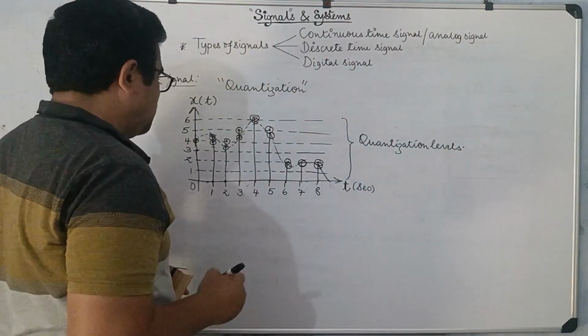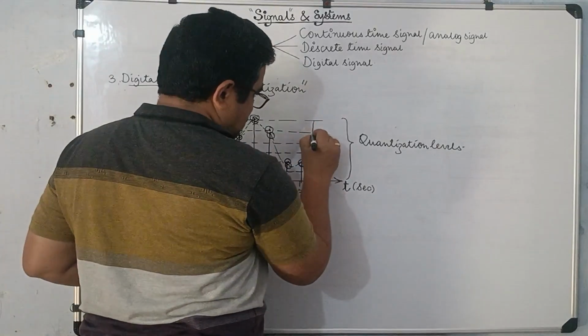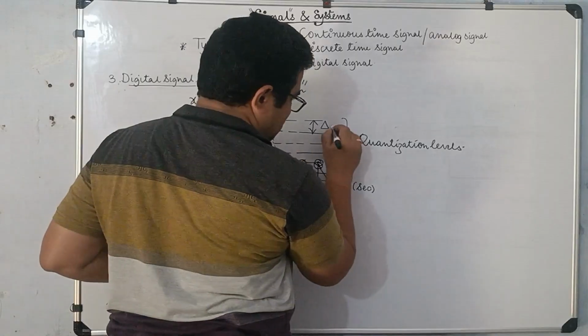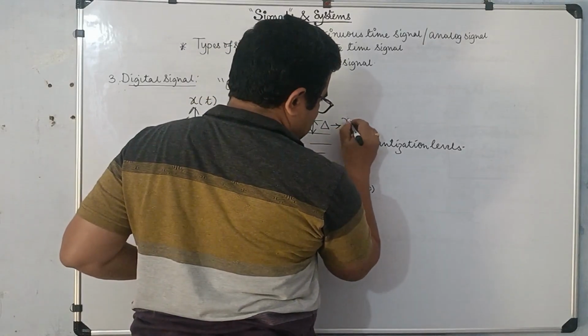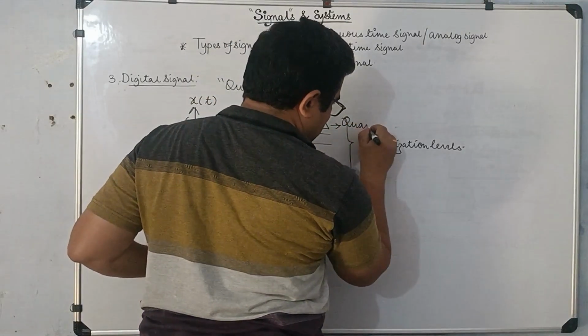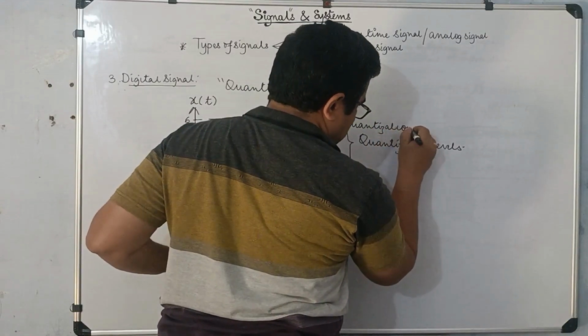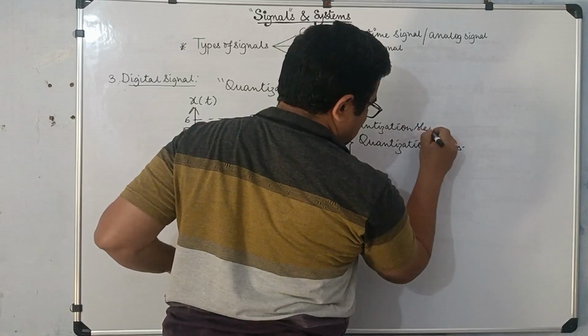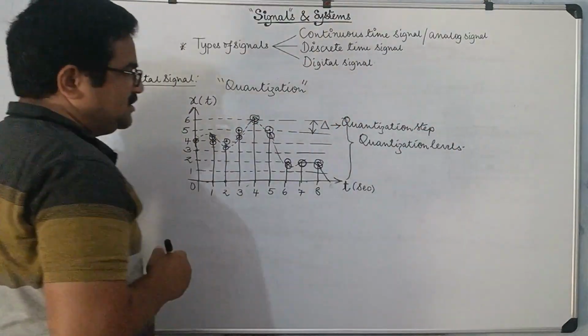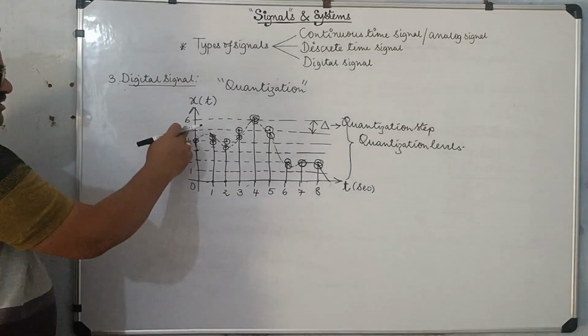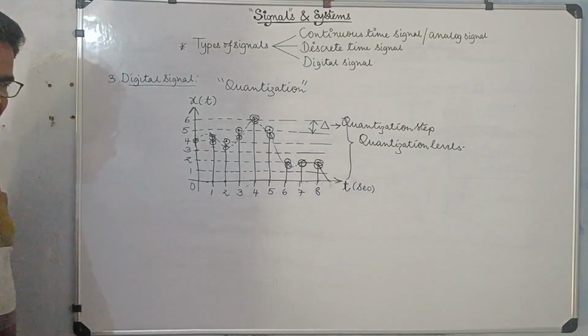Okay, and the difference between any two successive quantization levels, represented as delta, is known as the quantization step, or the step size. So the step size here is delta, which in this case is 1. That is 6 minus 5, it is 1.